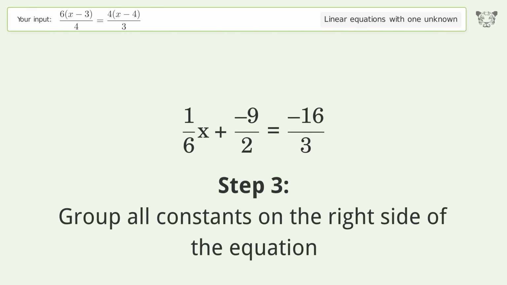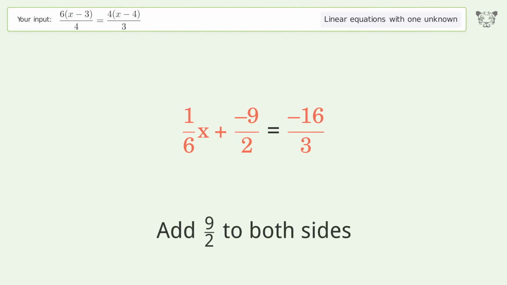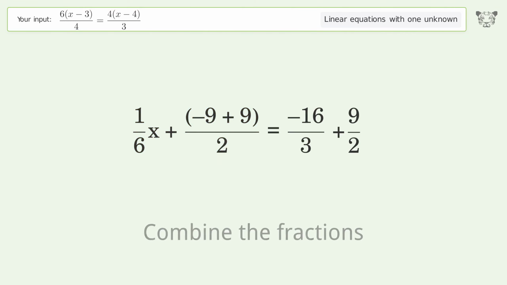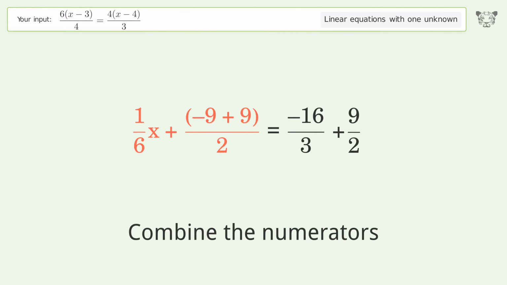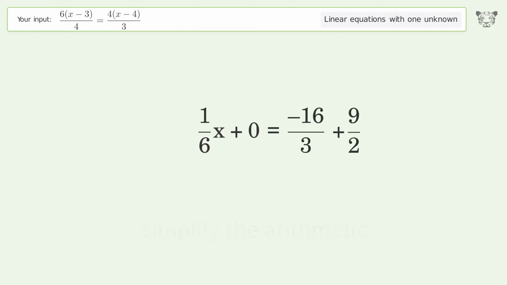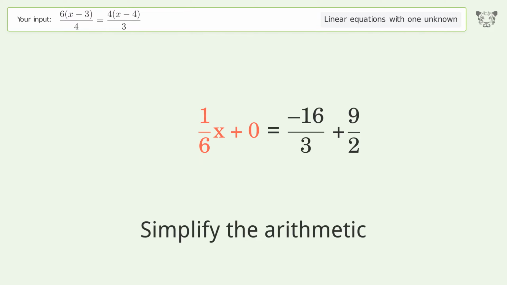Group all constants on the right side of the equation. Add 9/2 to both sides. Combine the fractions. Combine the numerators. Reduce the zero numerator. Simplify the arithmetic.